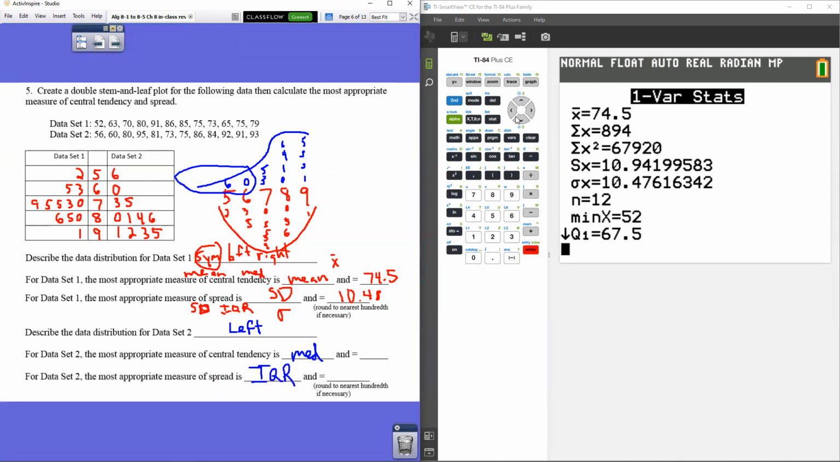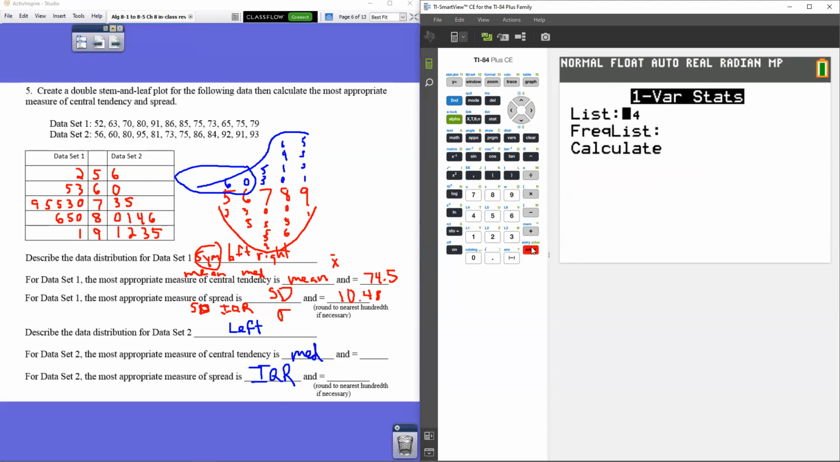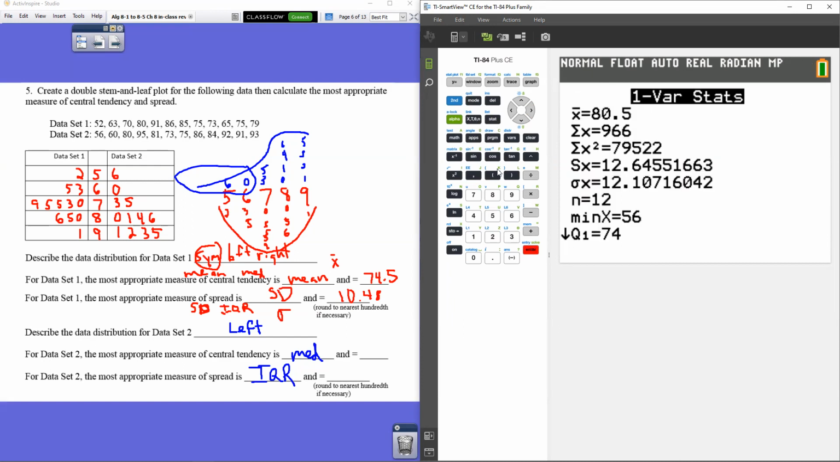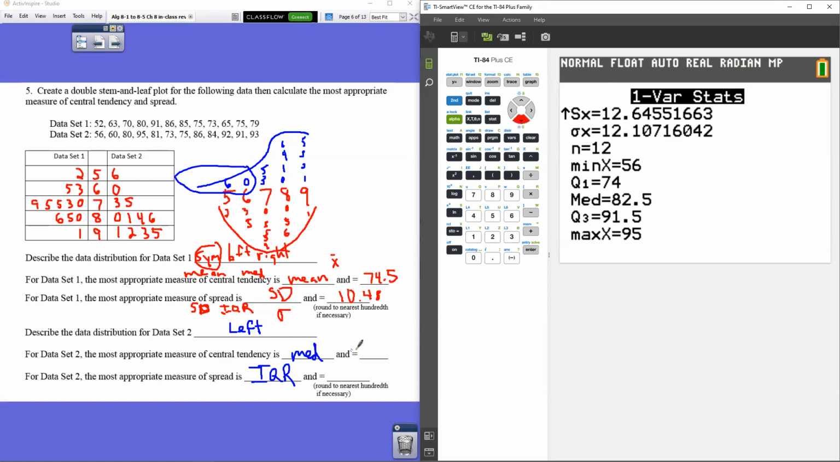So I type these into my L5. So I need to do one variable statistics on my L5. You might have typed it in a different place. So I need to go down to median. I need to scroll down. Median is 82.5. And my IQR, Q3 minus Q1, 91.5 minus 74 gives me 17.5.